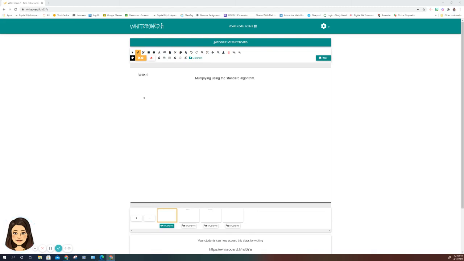Skills 2, multiplying using the standard algorithm. So in today's skills, you're going to be dividing, adding, subtracting, and multiplying. So I'm going to go ahead and review multiplying using the standard algorithm.